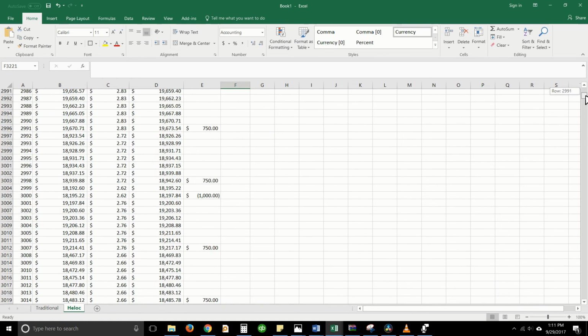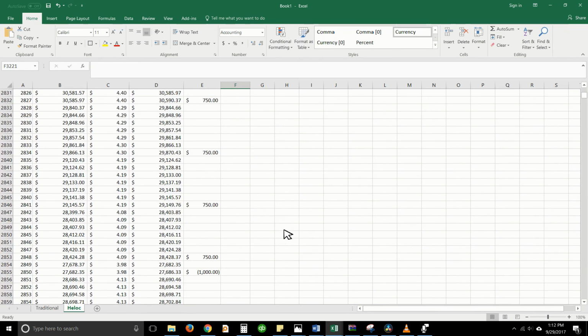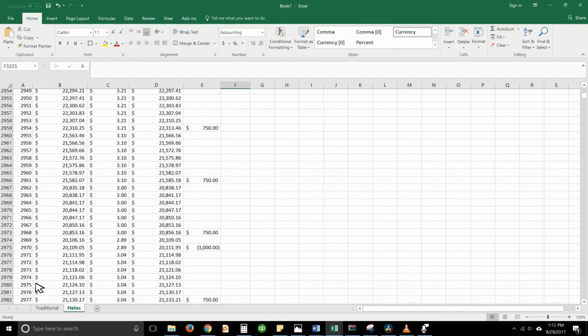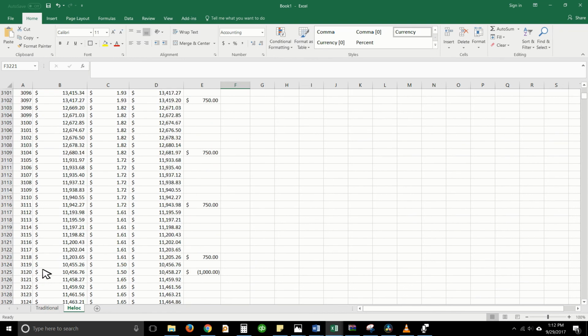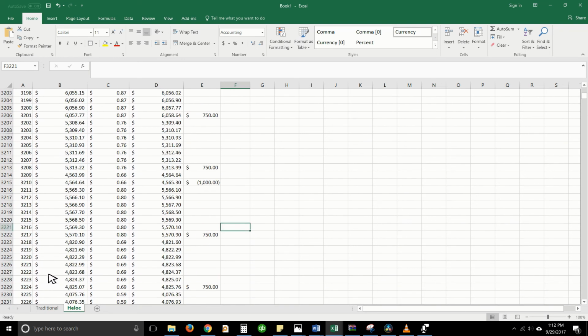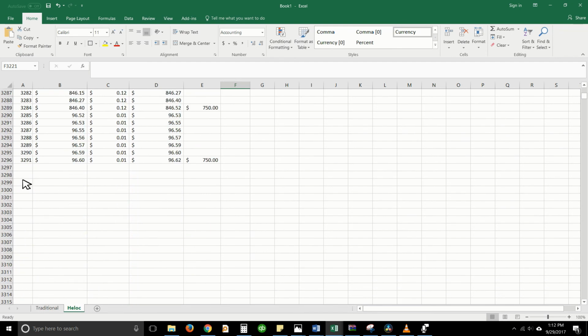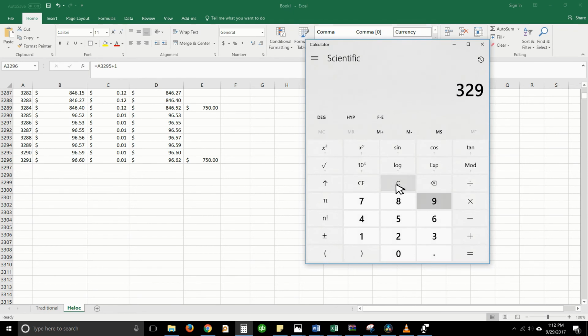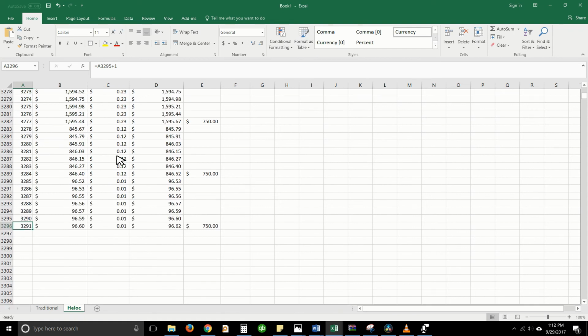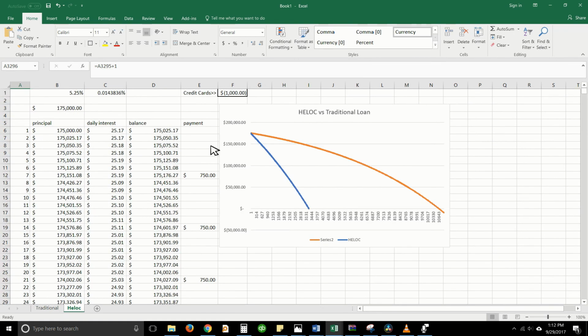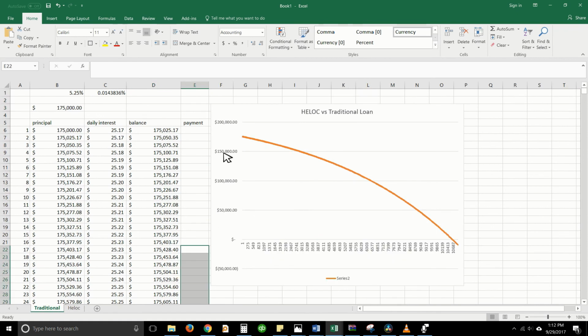So 3,200 days. You can see here. Three thousand 291 days divided by how many days in a year? It takes 9.1 years. So basically 9 years to pay off your house, instead of going through a traditional loan, which, why would you want to do that?